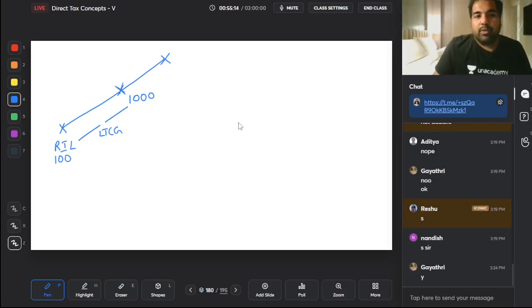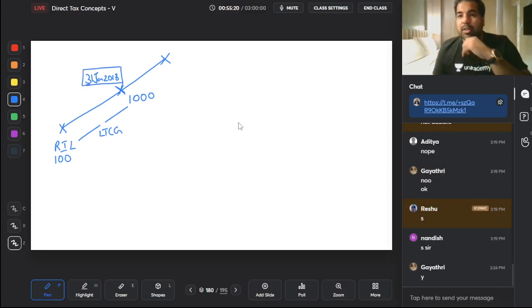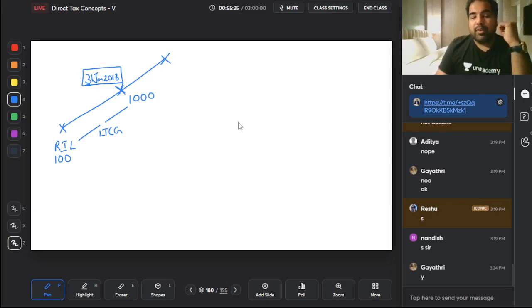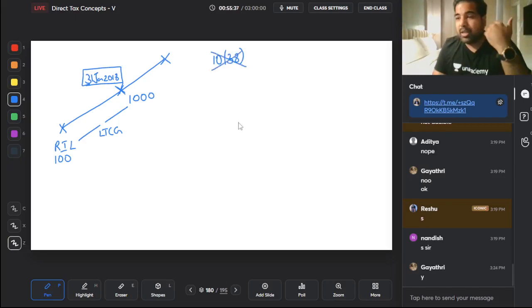Then on the 31st of Jan 2018, Arun Jaitley came on air and he said in the budget that, listen, we can't give you exemption, so from now on we will tax it. Yes, this listed equity share, whenever you sell it, we will tax it. Yes, the exemption was taken away. By the way, the exemption was in a section called 10(38), which we haven't studied because it's not there for your exam. That exemption has been taken away.